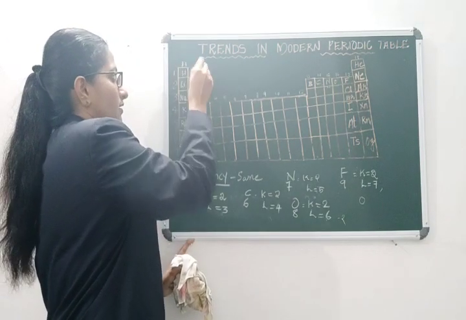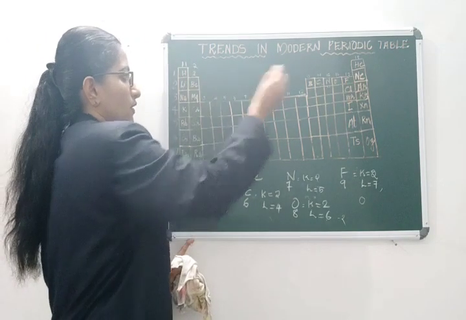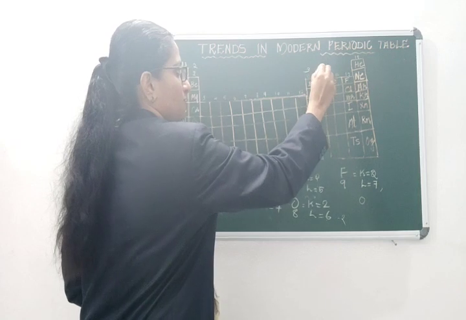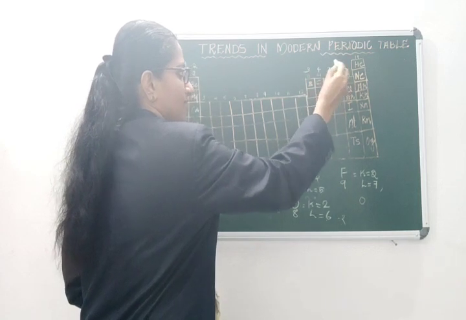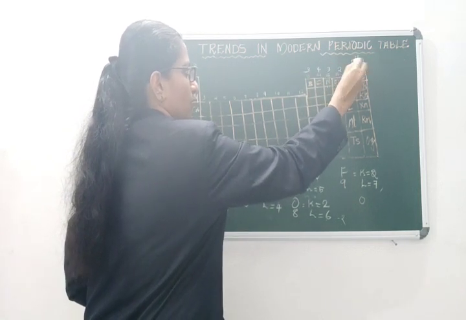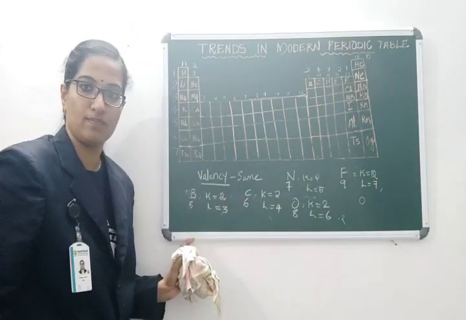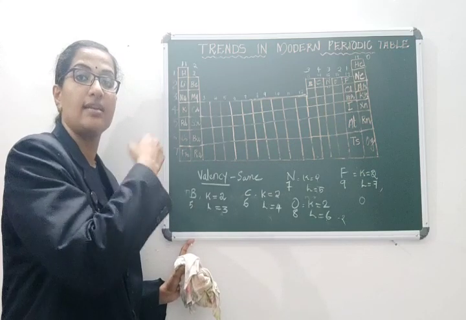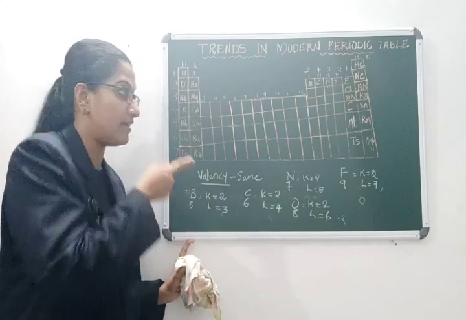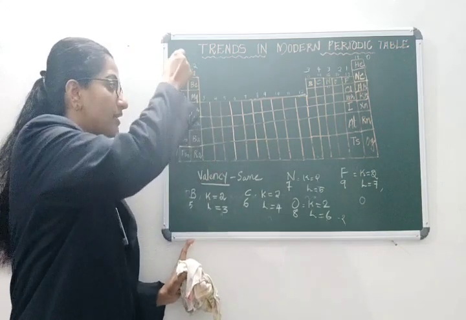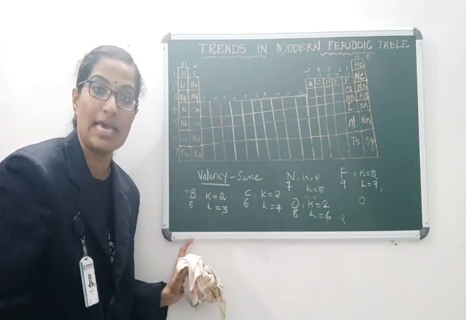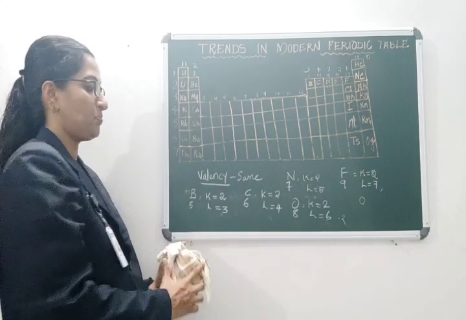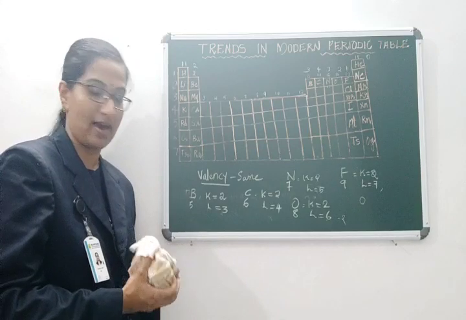The first 1, 2, 3, 4, again decreases 3, 2, 1, 0. So generally you can say that the valency first increases and then decreases in a period. But group wise, valency is the same. Okay. So this is the first trend, that is valency.